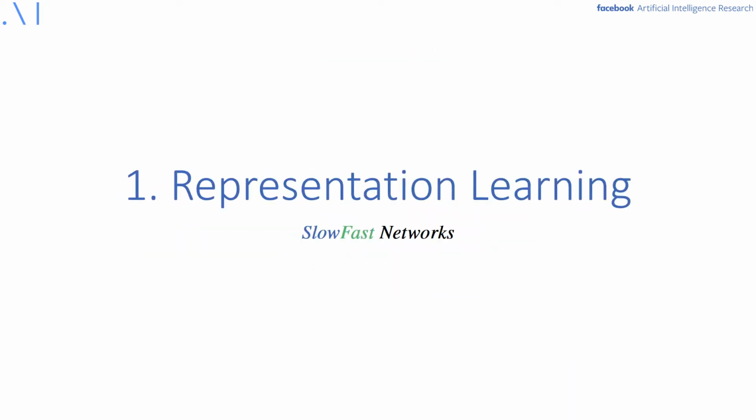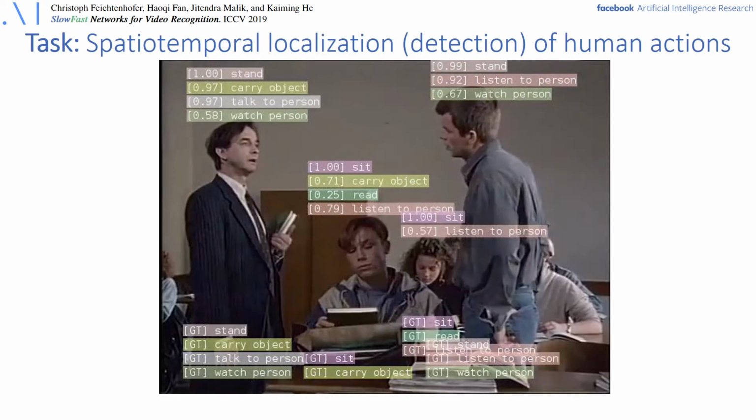For the first part on representation learning, I will talk about a model called SlowFast. For this, I will briefly introduce the task, which is human action classification and detection. Here the goal is to detect all atomic actions that people are performing in the scene. So this image is a sample from the AVA dataset with the ground truth actions shown at the bottom. For example, the person on the left is standing, carries an object, talks to a person, and also watches a person while doing so. Note that many of these actions are not able to be recognized from a single image.